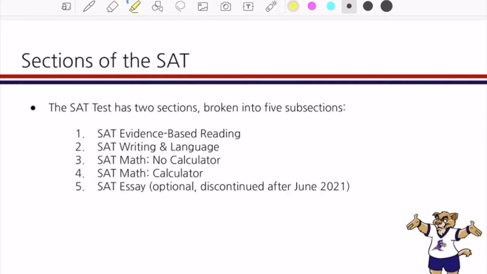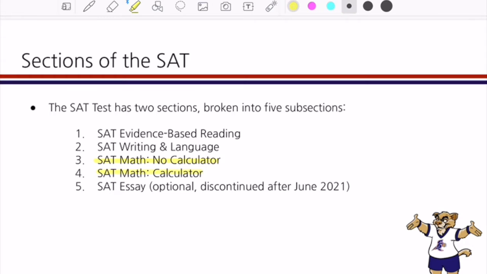The 2 main sections on the SAT are ELA and math, and they're broken down into 5 subsections. So there's 2 reading, writing, and language sections. And then today we're going to be talking about the 2 math sections, the no calculator and the calculator portion of the test. There's also an optional essay section that some colleges had previously required, but that section is going to be discontinued after June of this year.